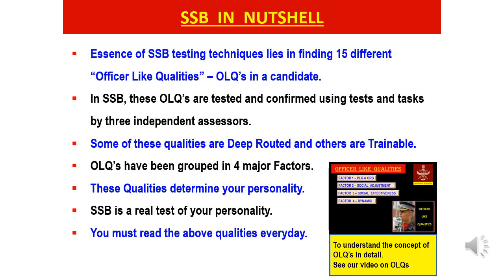The OLQs have been grouped in 4 major factors, and these qualities determine your personality. Although there are many other qualities which shape and mold an individual's personality, these 15 qualities are the system requirement for selecting the candidates who could undergo training and become officers of average caliber. Therefore, it is essential to understand these qualities, which are the prerequisite for your recommendation in the SSB interview. Candidates, to understand the concept of OLQ in detail, you are requested to see our video on officer-like qualities.